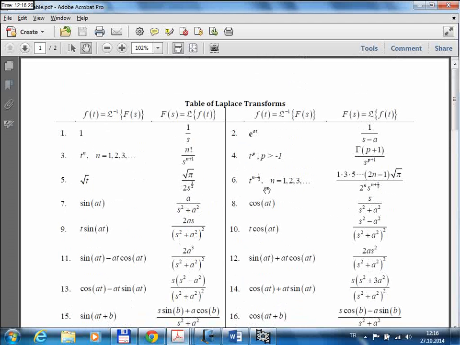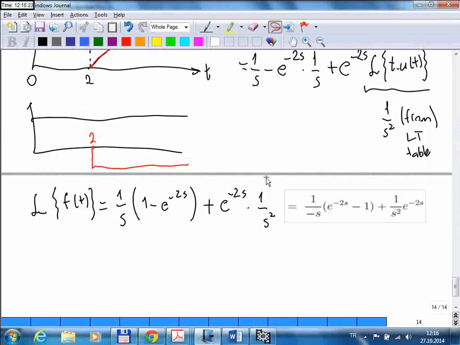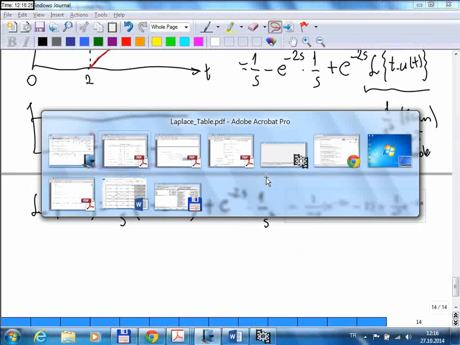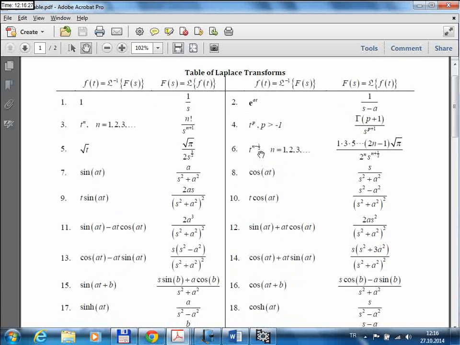So I think this is enough about Laplace transformation properties, and there may exist some additional properties, but these are sufficient for our purposes, and we will be using these properties.